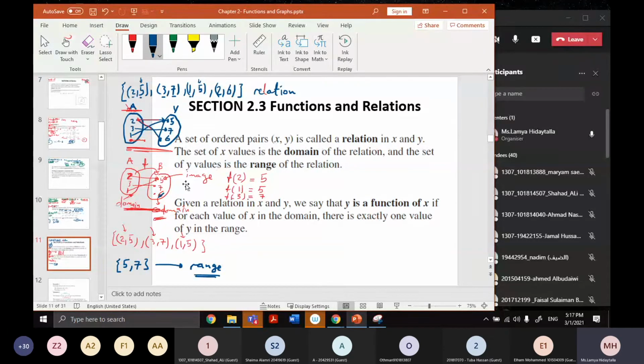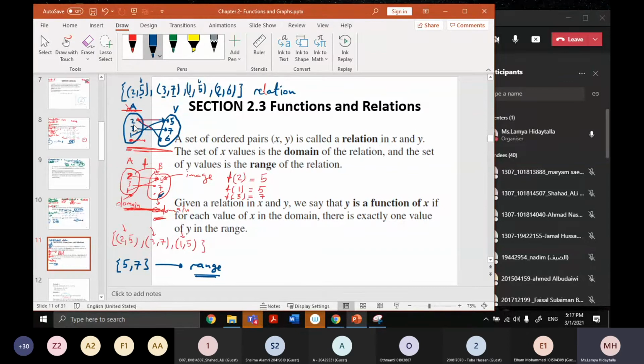Okay, let's go through the points again. A set of ordered pairs (x, y) is called a relation, like this one here. Even this one is a relation. The set of x values is the domain.